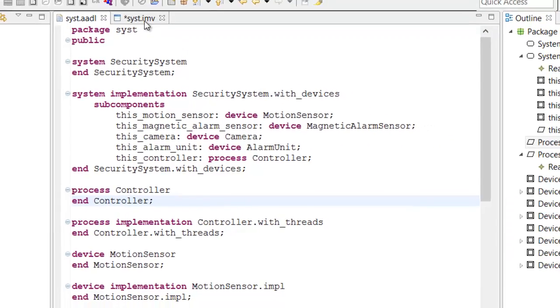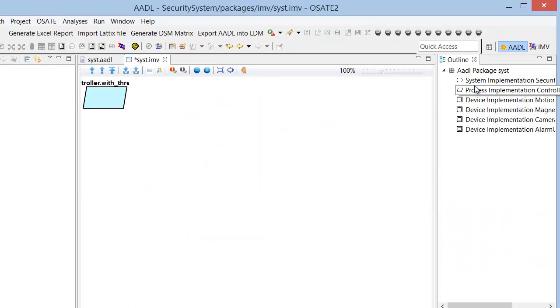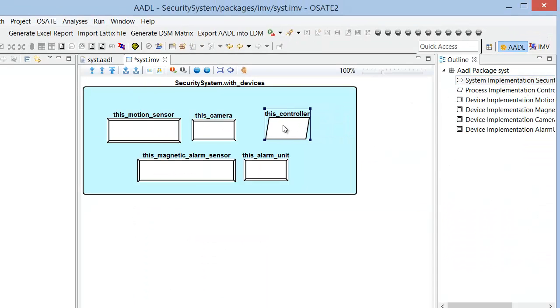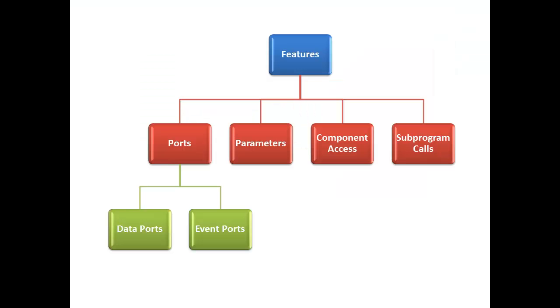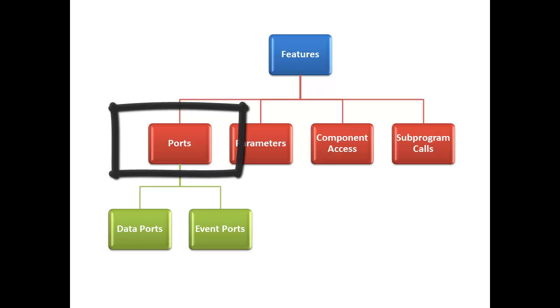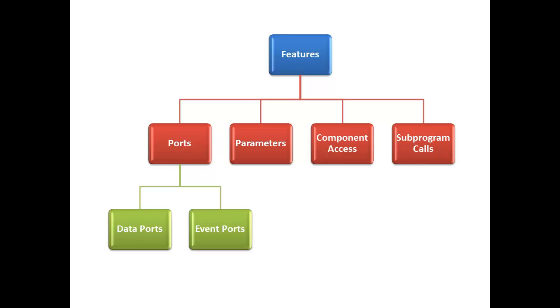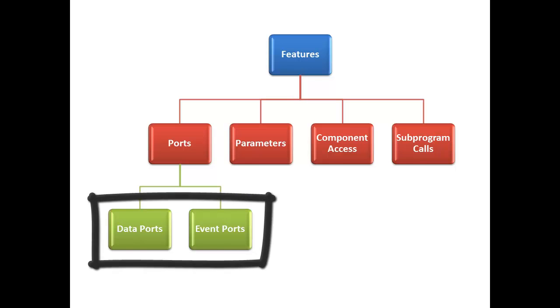Now that we have our 4 devices in a process, we need to establish the communication between them. We'll do this with ports. AADL uses features for communication among components. Ports are communication interfaces used to exchange data or events. That's why there are event ports and data ports.